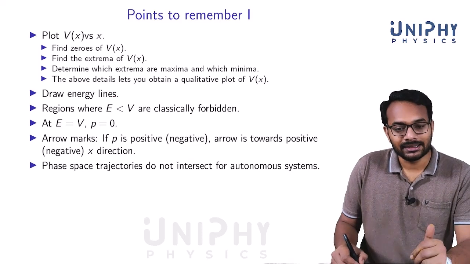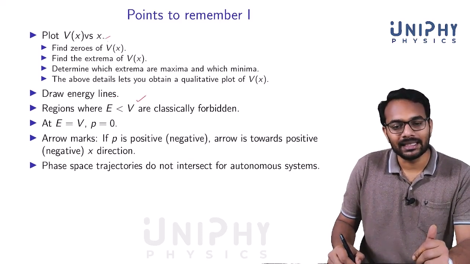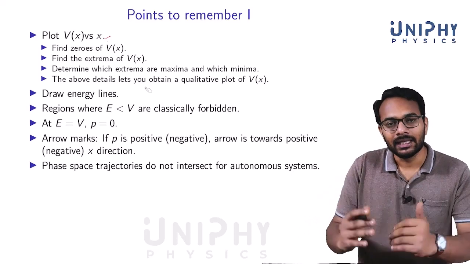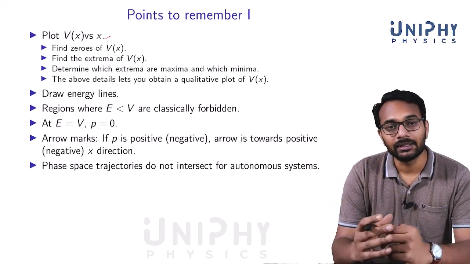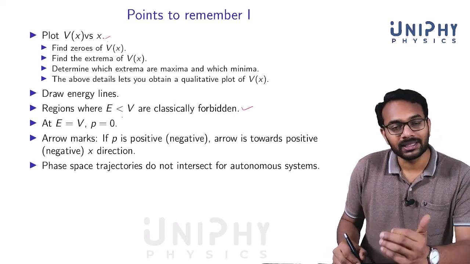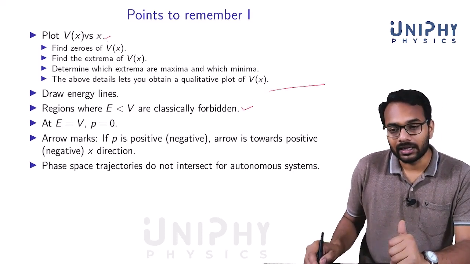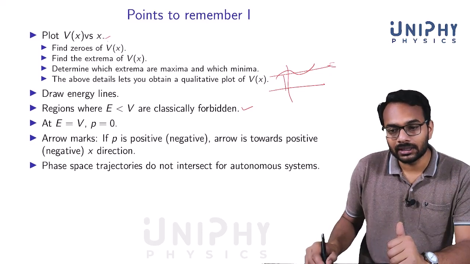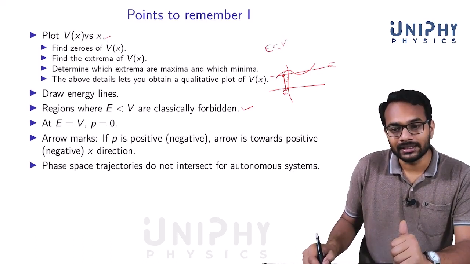The next step after plotting v of x is to draw energy lines. We draw different lines corresponding to different possible energies of the particle. You have to remember the regions where E is less than v. If you have this x-axis and some potential like that, and this energy line E, then at this point in x the height of E is less than the height of v. So E is less than v, and this region is classically forbidden.